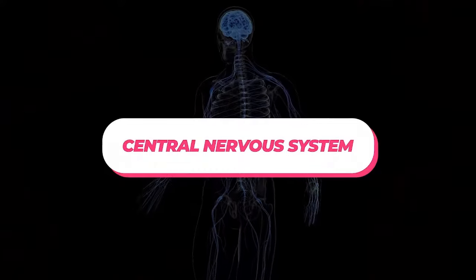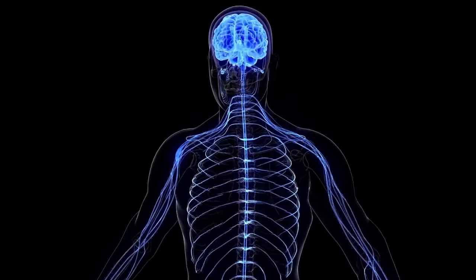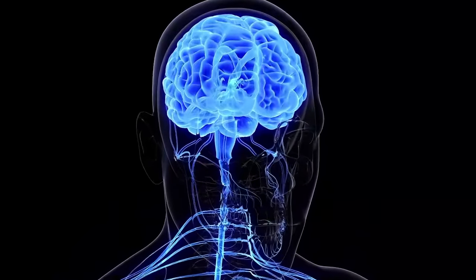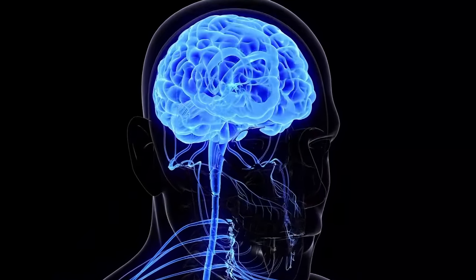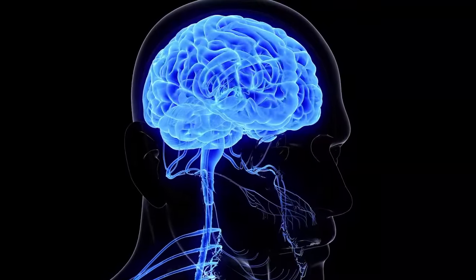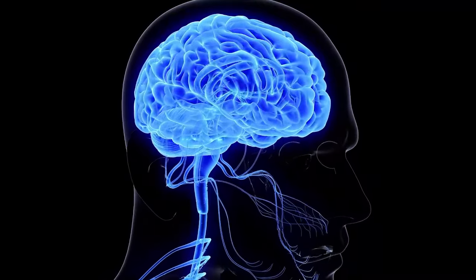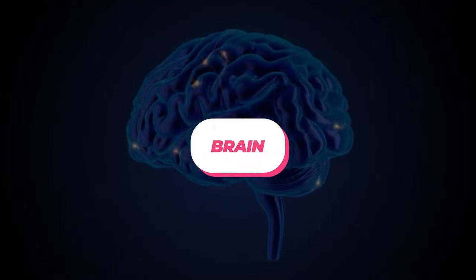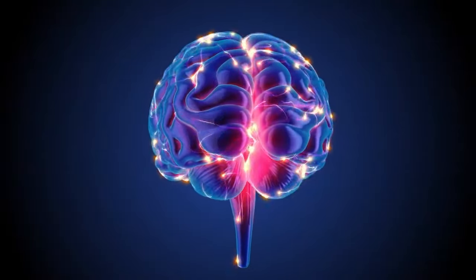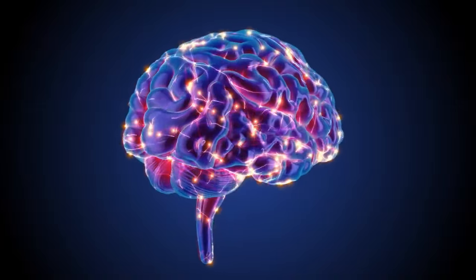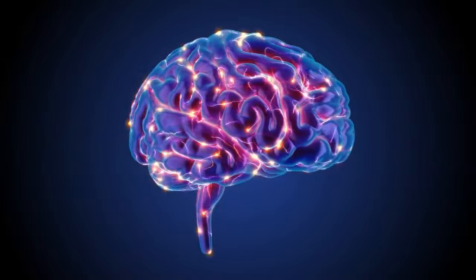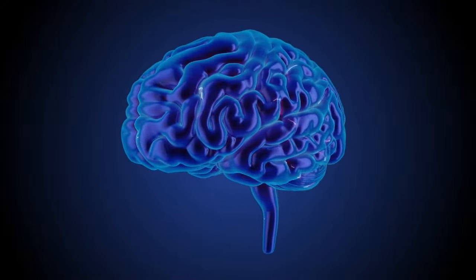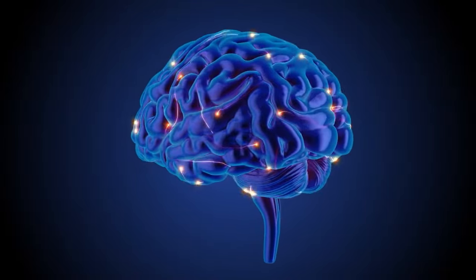Central nervous system. The central nervous system is the control center of the body. It consists of the brain and the spinal cord, and is responsible for processing and integrating sensory information, controlling movement, and coordinating the body's functions. Brain. The brain is a complex organ that is responsible for controlling all the body's functions, including thinking, feeling, and behaving. It is divided into several different regions, each with specific functions.